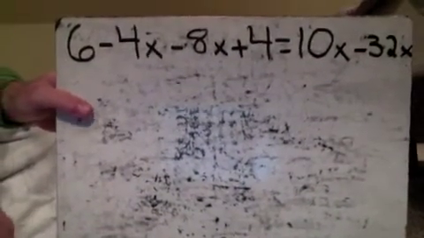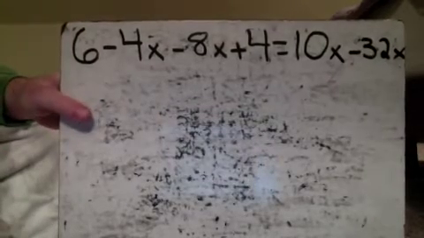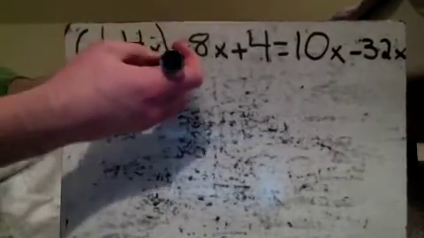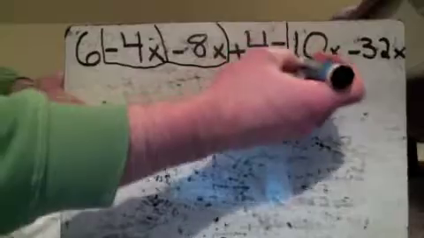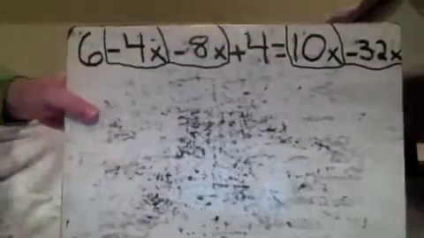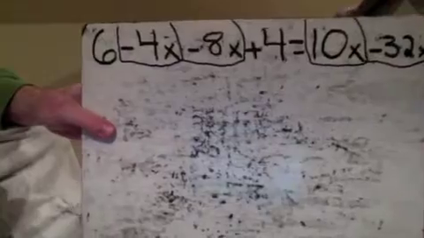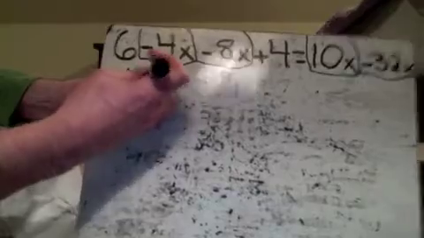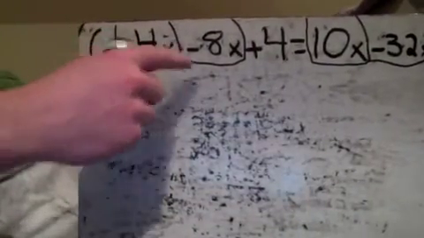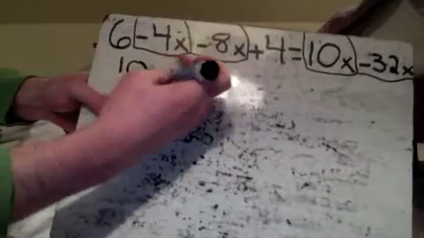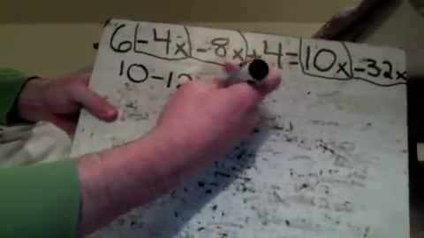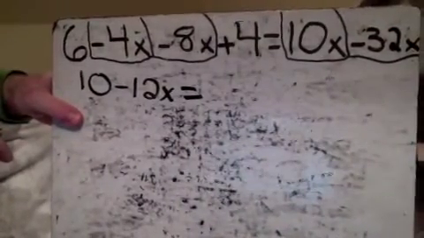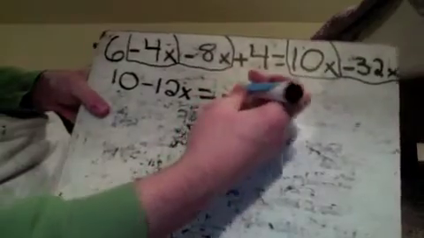All right, for our next one here, we've got a lot of things that we should be able to combine together to start with. I'll just put a box around the x's so we know which ones those are. And then we can combine on each side. So the positive 6 and the positive 4 is going to be 10. The minus 4x and the minus 8x would be negative 12x. Equals. Now on the other side, all I have is x's. So 10 minus 32 is going to be negative 22x.